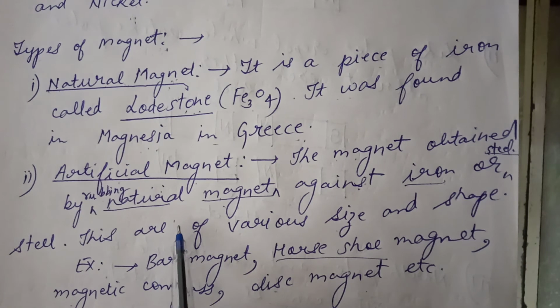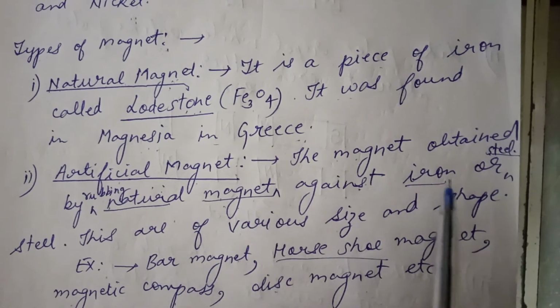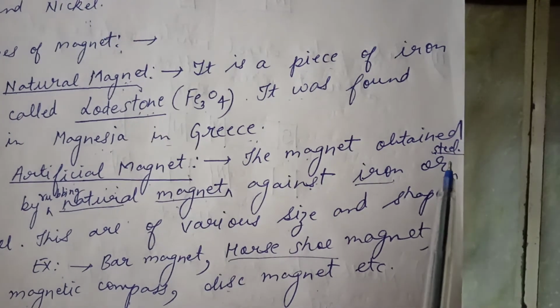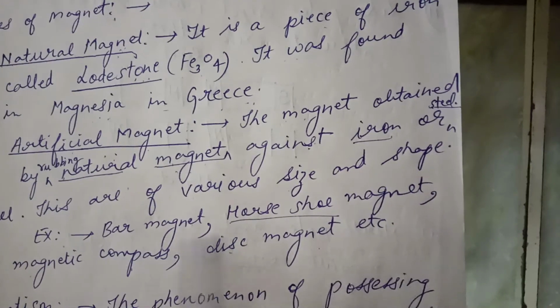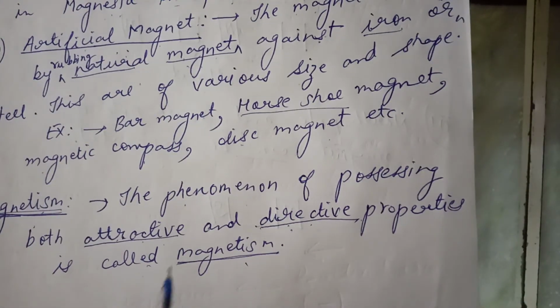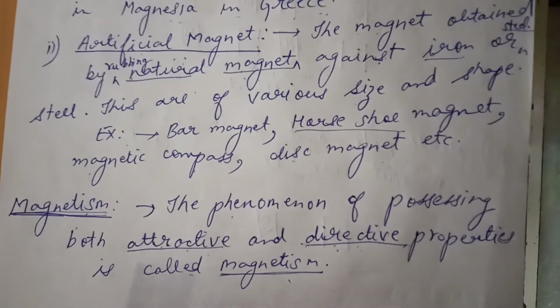And how do we prepare it? When we rub the natural magnet against iron or steel, they will have temporary properties of the magnet. Now these are the examples given of artificial magnets. Magnetism is the property possessed by the magnet: when it has both properties, attractive and directive, it is called magnetism.